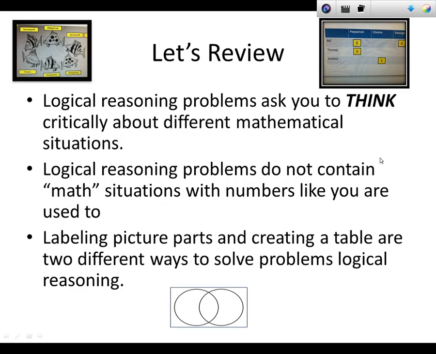All right, let's review what we learned today. Logical reasoning problems ask you to think critically about different mathematical situations. Logical reasoning problems do not contain math situations with numbers like you're used to. Labeling picture parts and creating a table are two different ways to solve these problems.